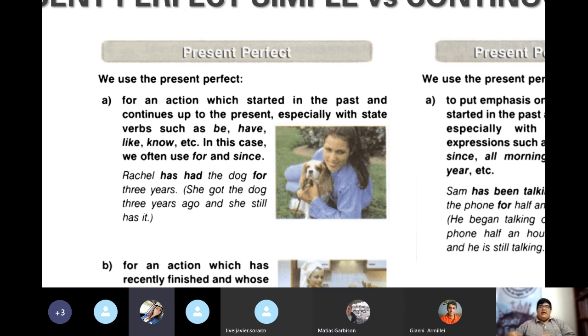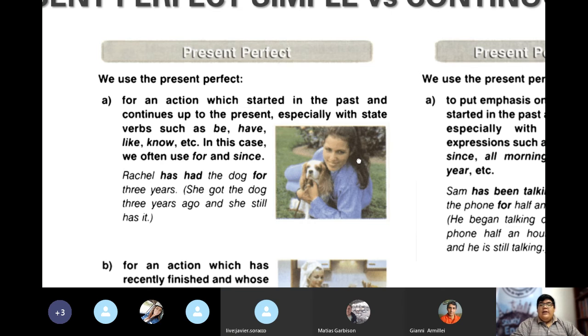The ones that refer to senses, to feelings, to possessions, okay? Well, remember that these state verbs go with the simple aspect, with the present simple, with the past simple, and also with the present perfect simple. The verb, for example, have. For example, I can say, I have lived in El Galpón since I was born, okay? Or Rachel has had a dog for 3 years. Or I have known Matthias for 3 years, for example.